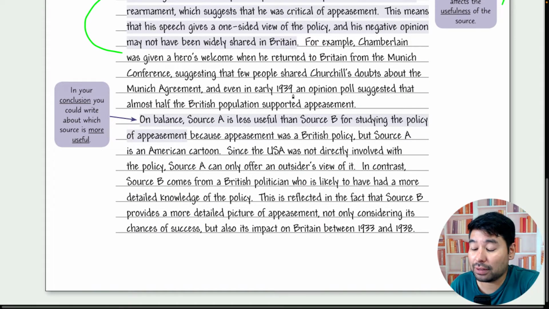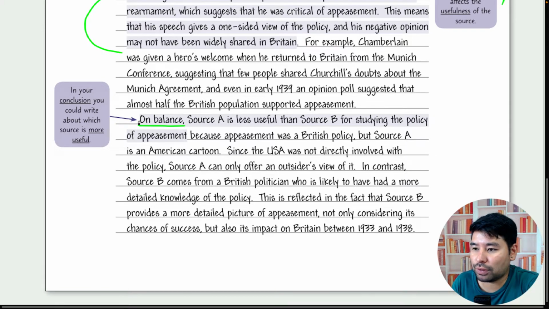And then, on balance, source A is less useful than source B for studying the policy of appeasement. You see, "on balance," very good phrase. I mean, it's not to say that source B is the only good one. Also, in source A, we have some problems. So in your conclusion, you could write about which source is more useful. Okay, so this is what we have here. He put a balance on that. He got to a conclusion.